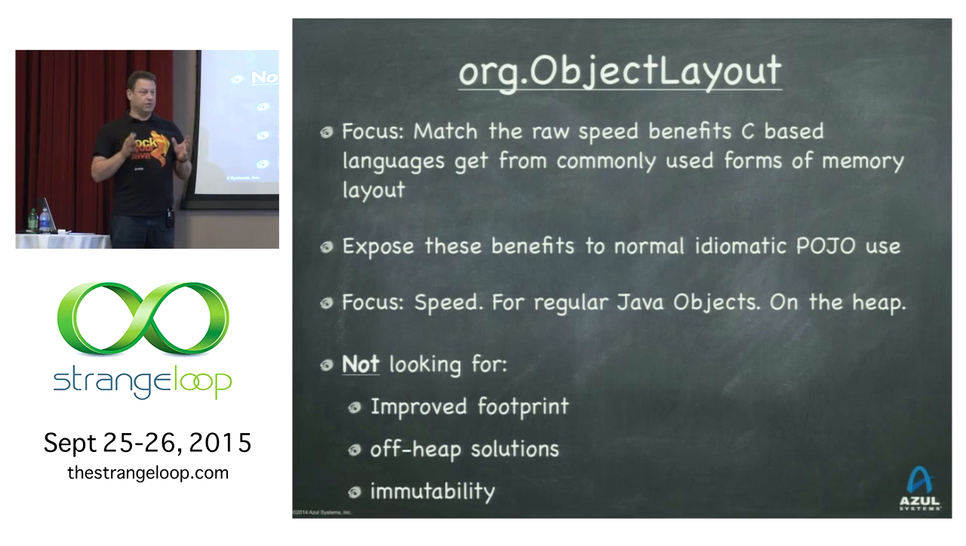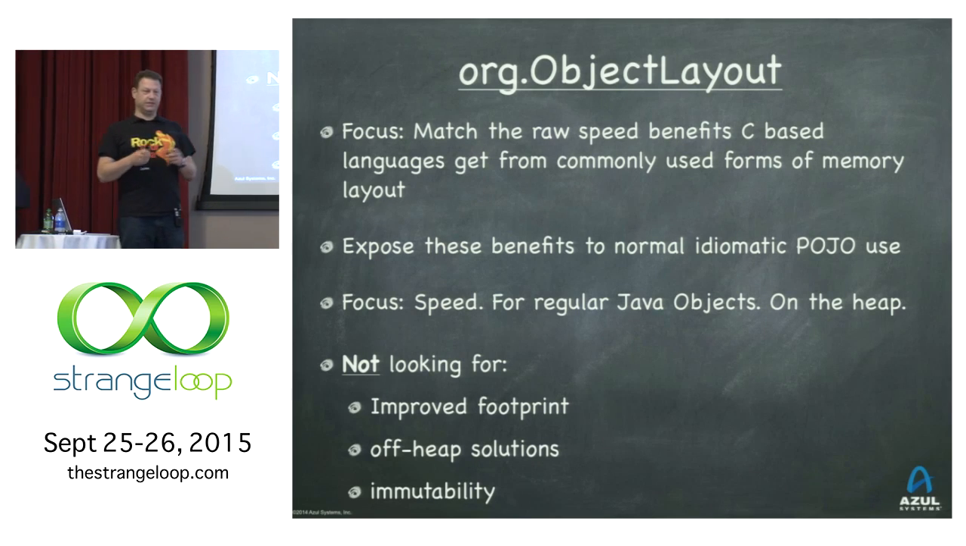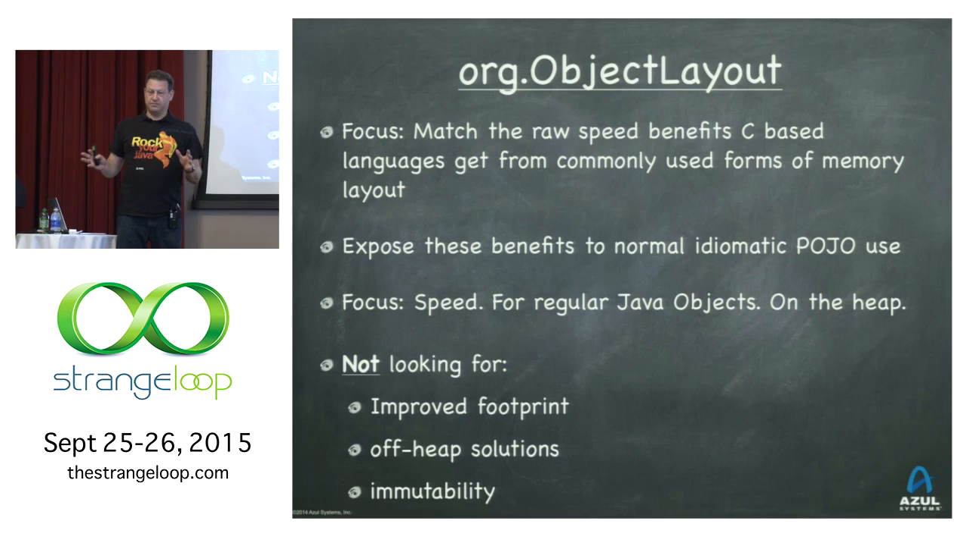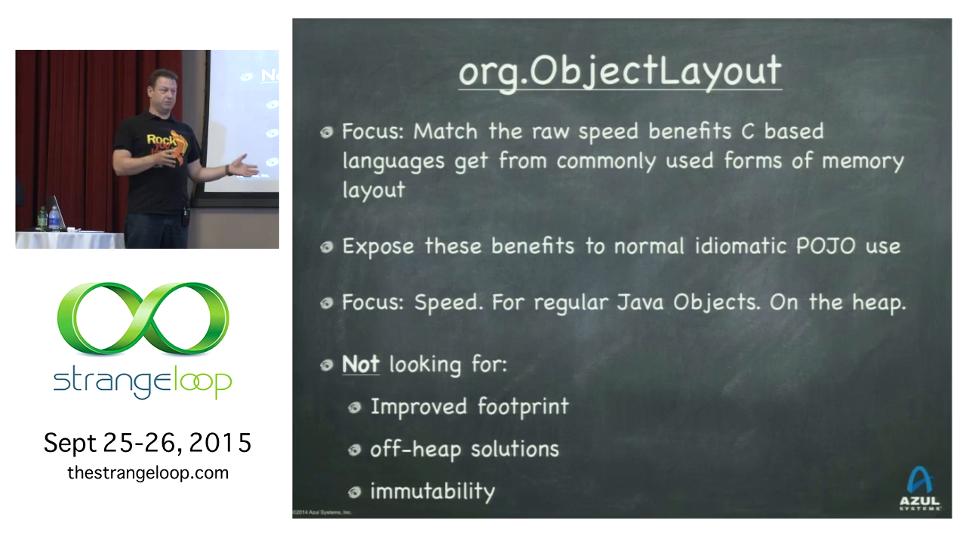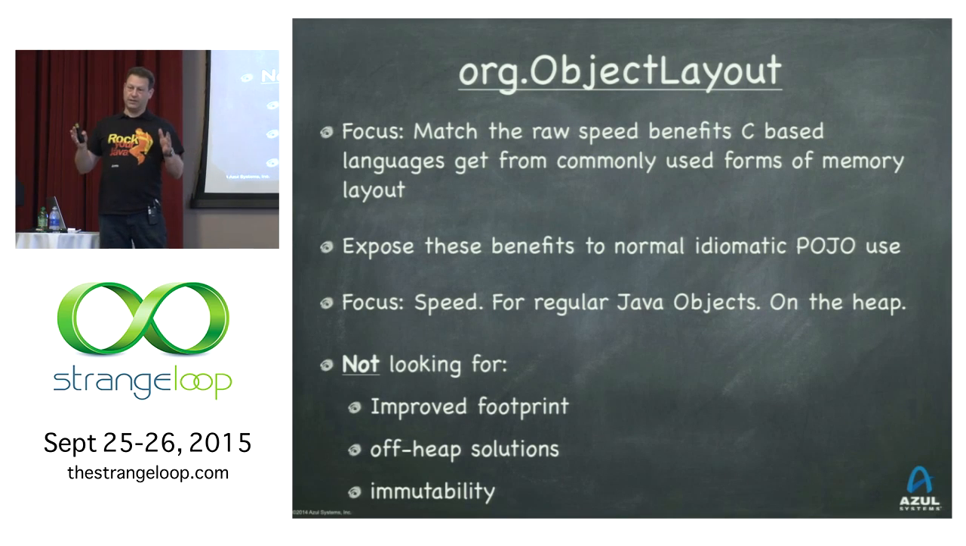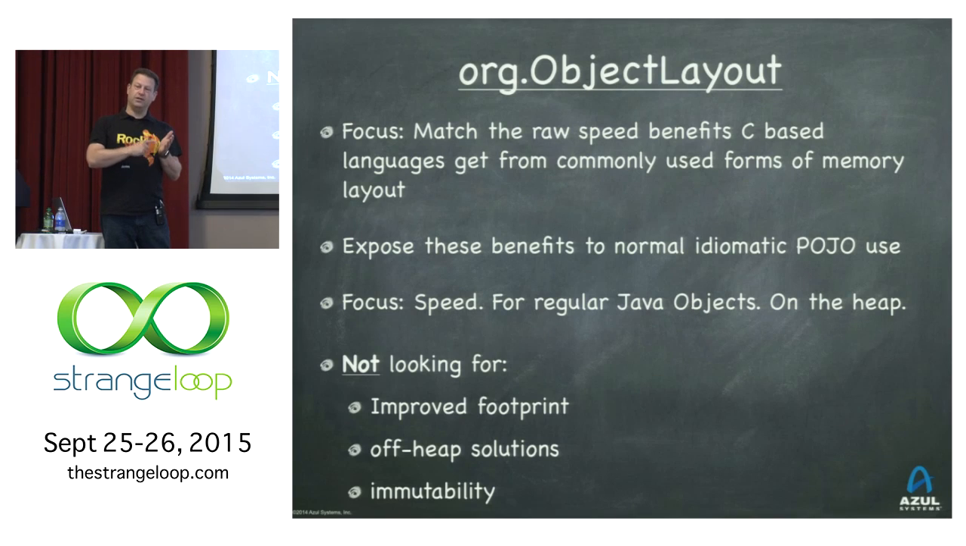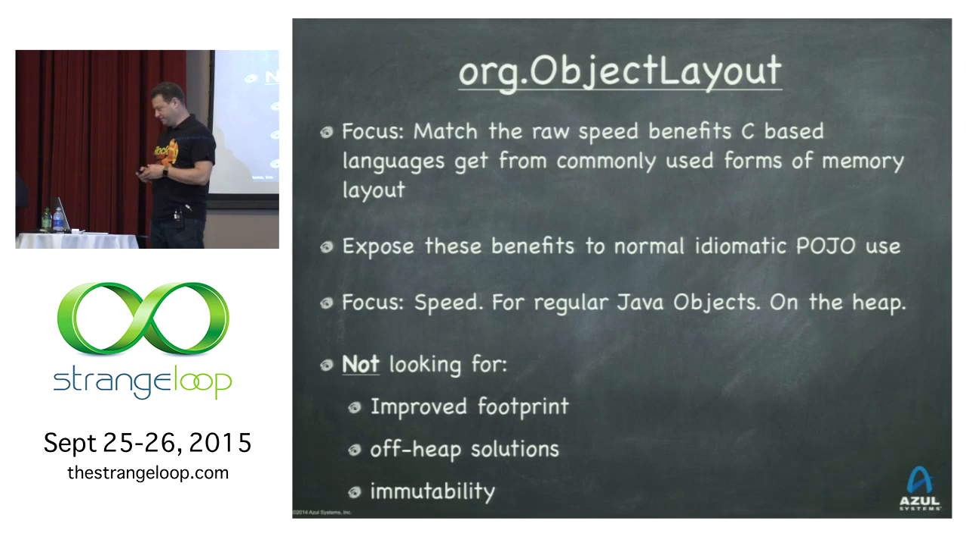This is not about off-heap solutions. I already mentioned that garbage collection is simply a solved problem. It's silly to waste engineering time trying to work around it again. But yeah, I understand other people still want to do that. This is not what it's about. It's not that it's wrong, it's not that it's right. Object layout is about speed for regular Java objects on the heap. Do what you want off the heap, but not with this.